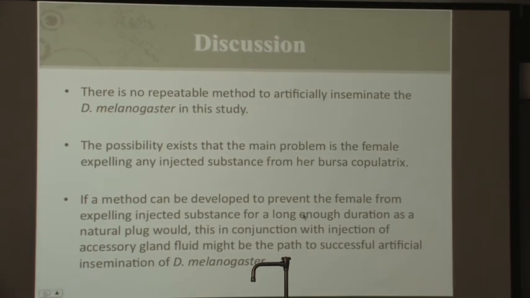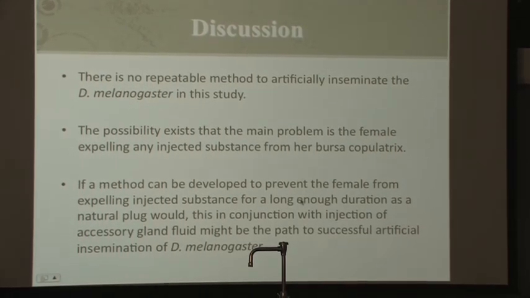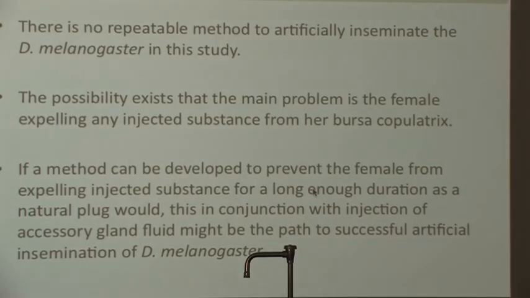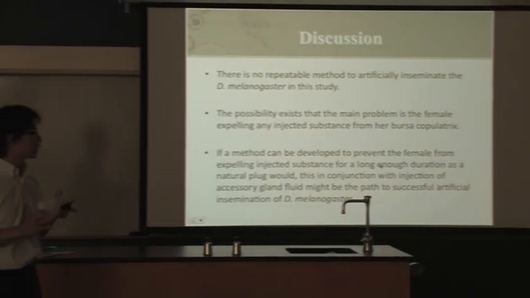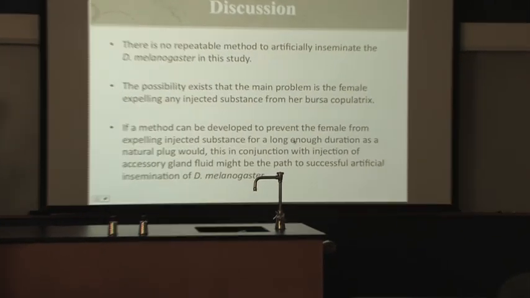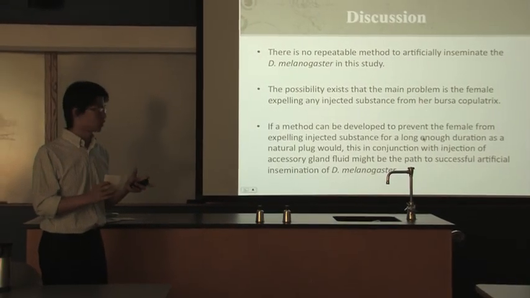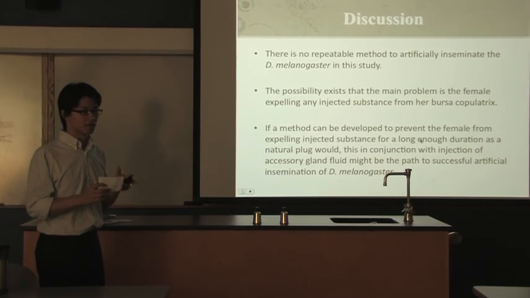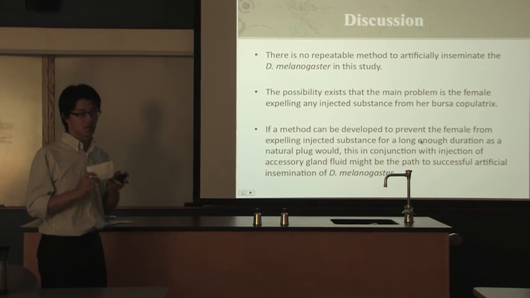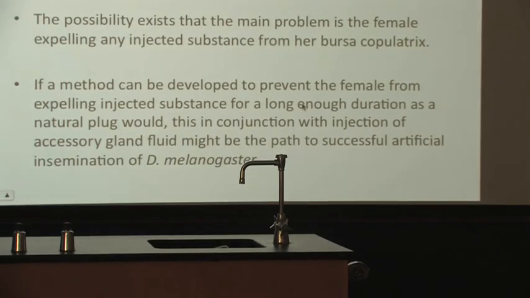The main reason we believe is that the female will expel any injected substance from her body after copulation. So if we can develop a method to prevent the female from expelling the injected substance for a long period, like a kind of natural plug, maybe we can combine it with the injection of accessory gland fluid. So maybe that is the path to successful artificial insemination of Drosophila melanogaster.